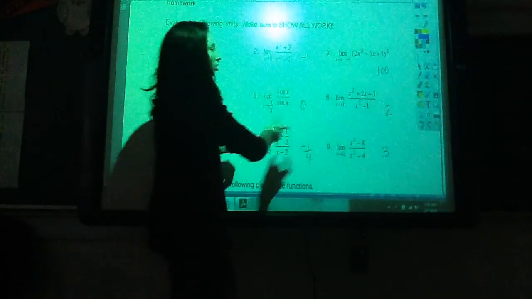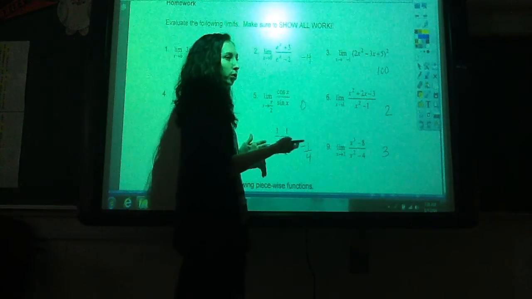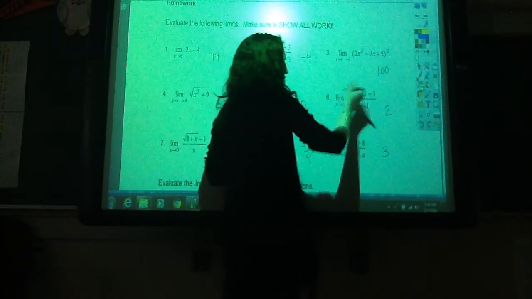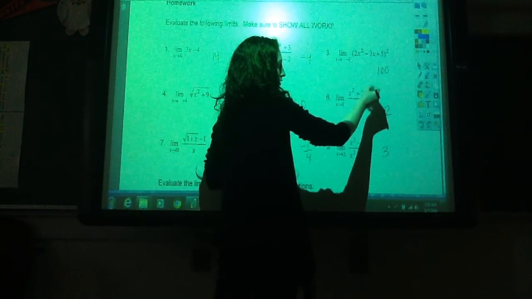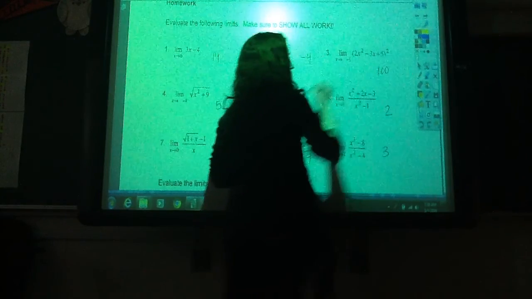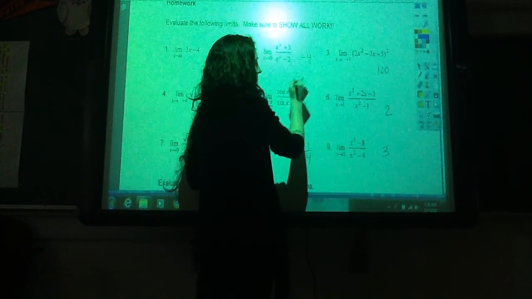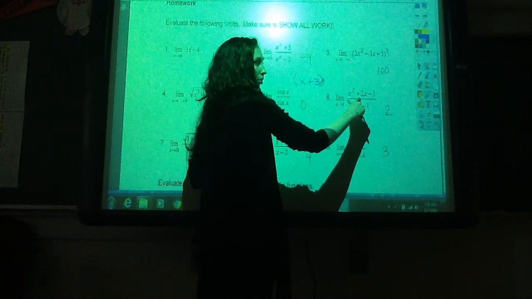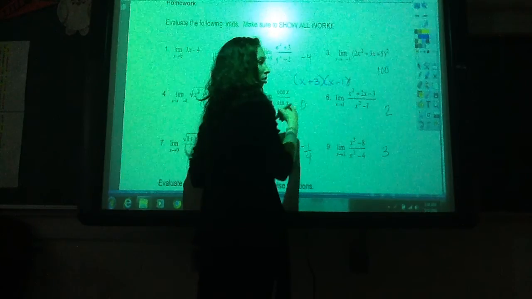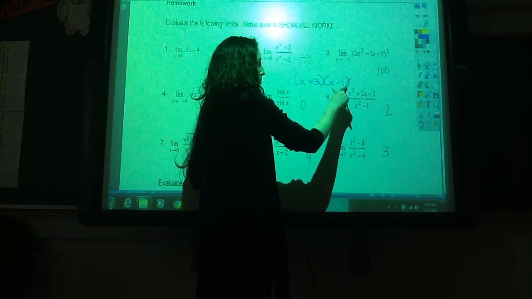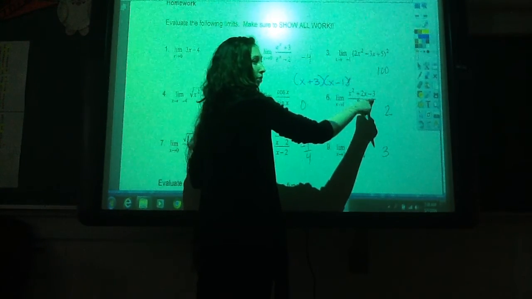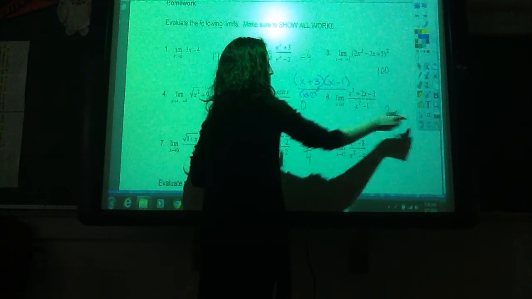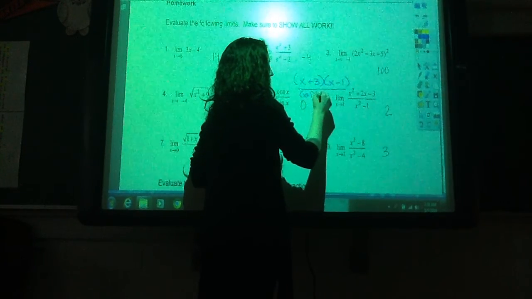So for 6, what you need to do is realize that when you plug in 1, you do get a 0 over 0, so you're going to have to do some type of factoring. So, on top, if I need a -3 when I multiply, and I need a 2 when I add, it should be an x plus 3, so that I get this positive 2, and an x minus 1. Because 3 minus 1 is 2, 3 times -1 is -3. The bottom is the difference of squares, so that's x plus 1, x minus 1.